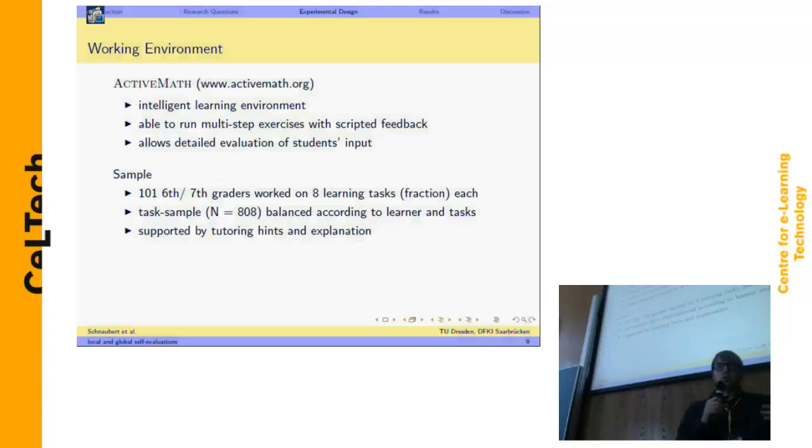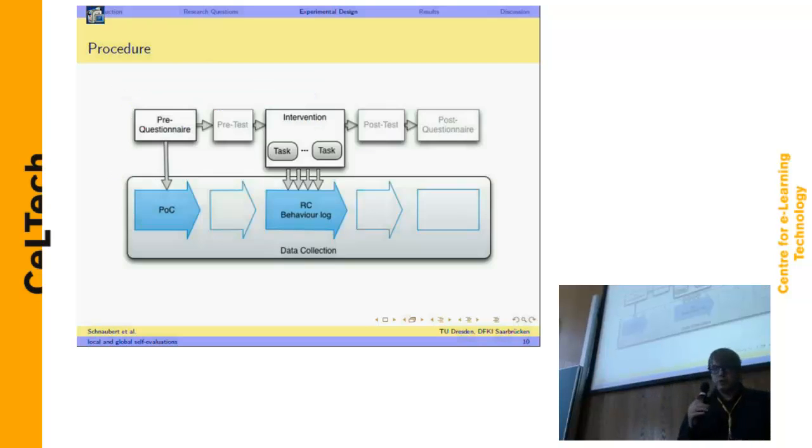we had 101 learners. They worked on all the 8 tasks. They were working kind of self-paced. And while they were working on these exercises, they were tutored by hints and explanations. This is the procedure of the experiment that we did.